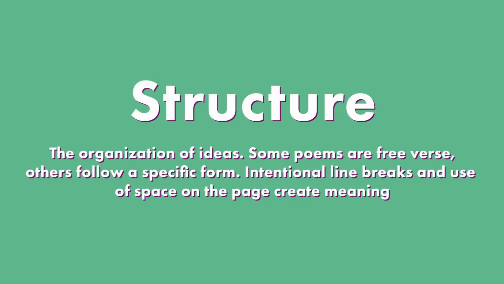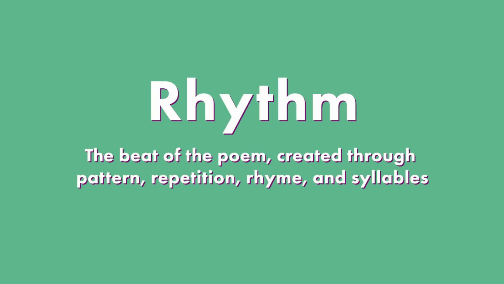Structure focuses on how ideas are organized. Some poems are free verse, meaning they don't conform to a consistent pattern, and others follow a specific form like haikus or limericks and cinquains. Intentional line breaks and use of space on the page create meaning. Decide as a class if you'll be using a specific form of poetry for the found poetry strategy. Rhythm is the beat of the poem, which is created through pattern, repetition, syllables, and rhyme. Remind students that not all poems need to rhyme.